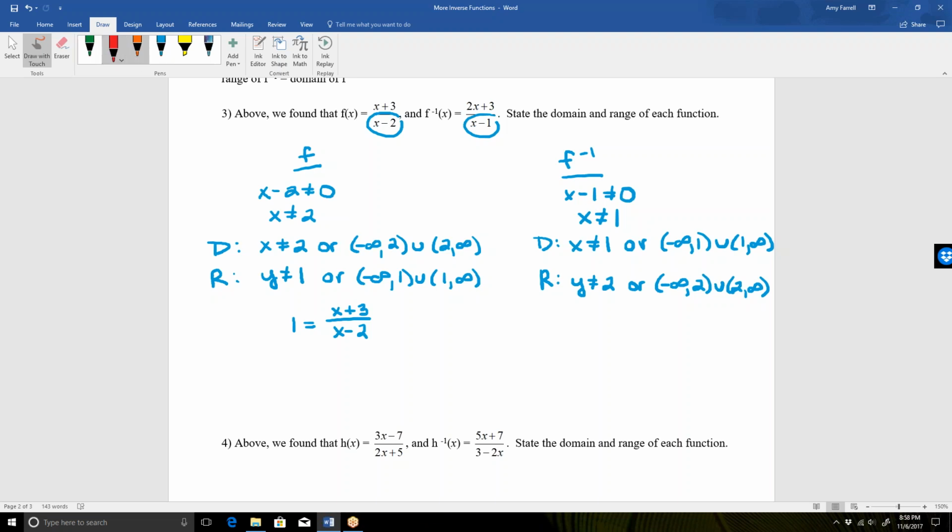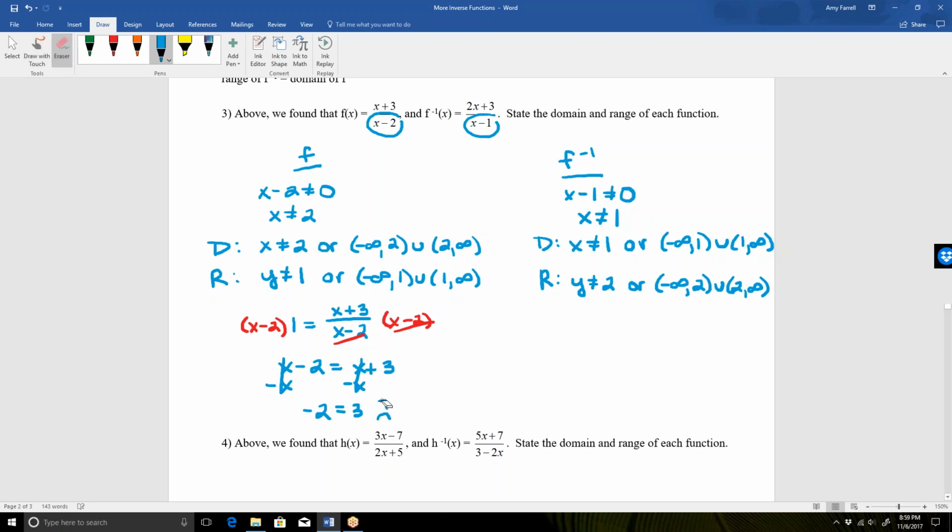So I'm going to multiply both sides of the equation by x minus 2. That way I will be able to clear my fraction. On the left-hand side, 1 times the quantity x minus 2 is just x minus 2. And then maybe I'll subtract x from both sides. x minus x is 0, x minus x is 0, and I get this equation. That's supposed to be a sad face there. Negative 2 does not equal 3.